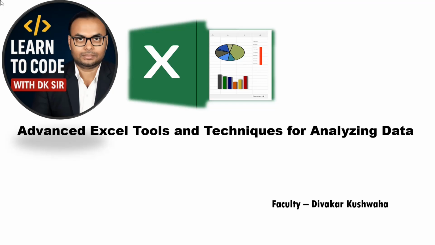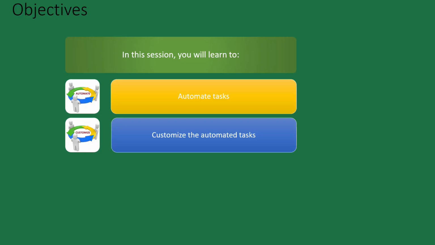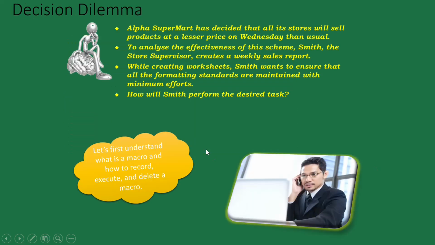In the previous session we already discussed the Scenario Manager and Goal Seek, right? Today's session we are going to discuss macros and VBA. This is a really very important topic in Excel. So what does a macro do, basically? Step by step, why are we going to use it, and what are the advantages of this? In this session we learn to automate tasks and customize the automated task. This is the agenda of the chapter.